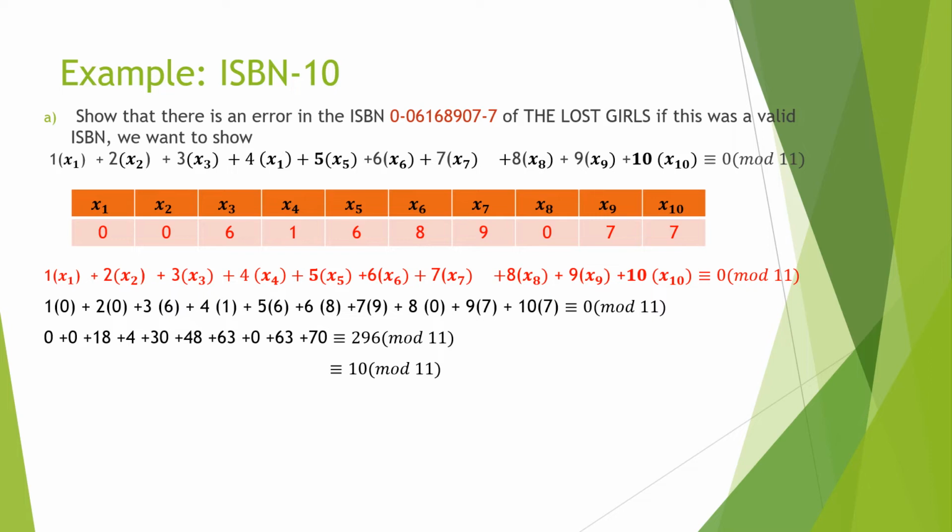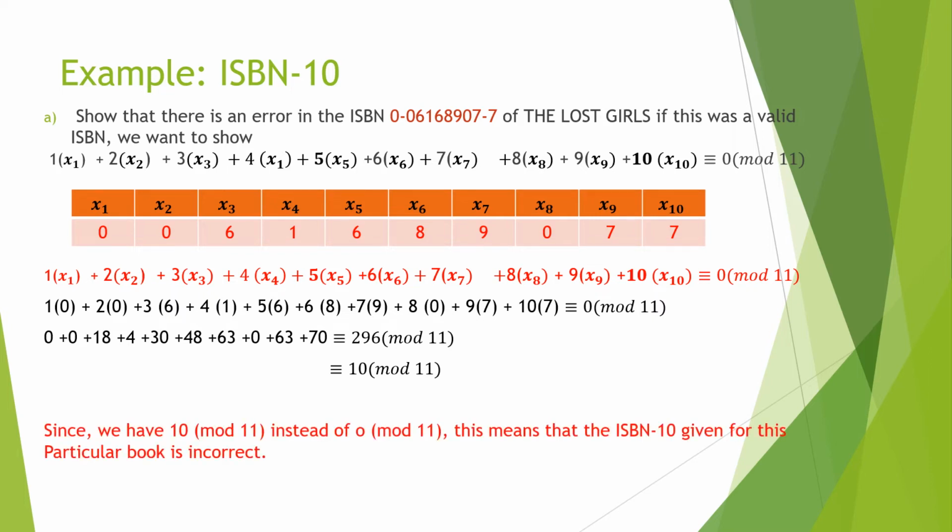Then perform the indicated operation. So we have 0 plus 0 plus 18 plus 4 plus 30 plus 48 plus 63 plus 0 plus 63 plus 70, which is equal to 296 modulo 11. So 296 modulo 11 is equal to 10 modulo 11, for if we divide 296 by 11, we will have a remainder of 10.